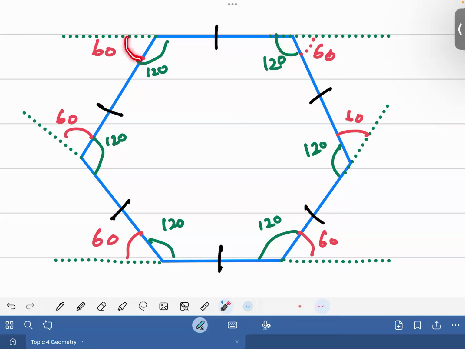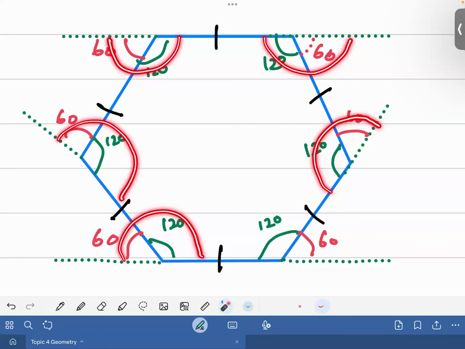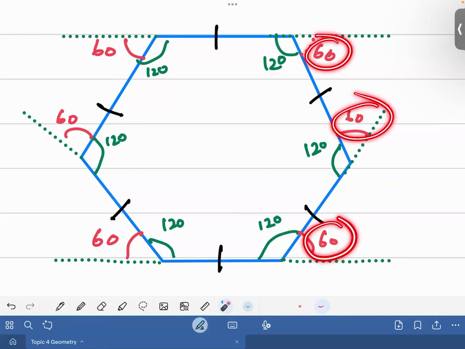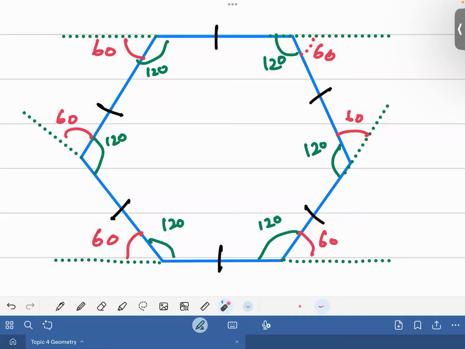So you can see that I wrote six 60s here. Any problem? No, sir. And interior plus exterior is equal to 180 degrees. You can see that in every case, interior plus exterior is equal to 180 degrees. Another fact we studied is that the sum of all exterior angles is equal to 360 degrees. This means if you add all the 60, 60, 60, it should come to 360. So tell me one thing, 60 times 6 is 360 or not?